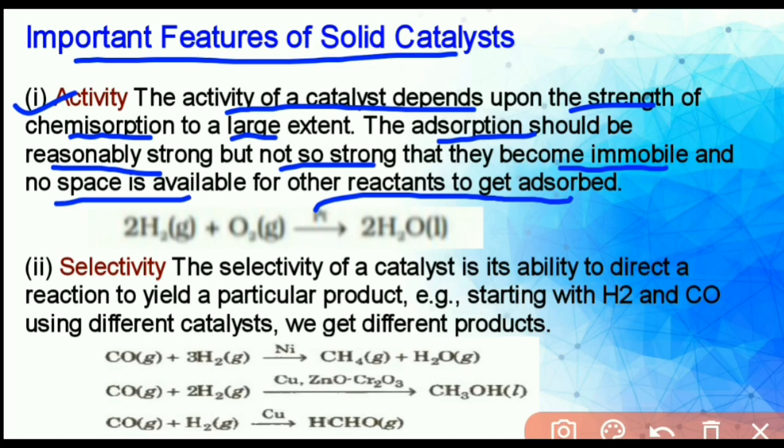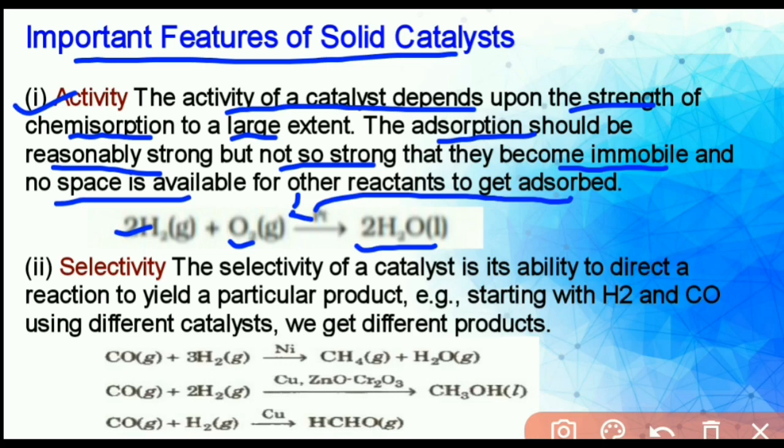For example, hydrogen reacts with oxygen in the presence of platinum catalyst and forms water molecules. And generally, the activity of catalysts in the periodic table shows from group number 5 to 11, and among these, group number 7 to 9 elements show more activity, and maximum activity is shown by this group of elements. So generally they belong to the d-block elements.